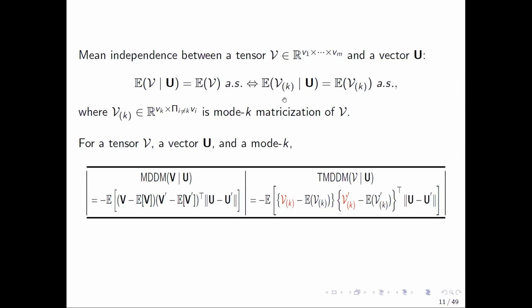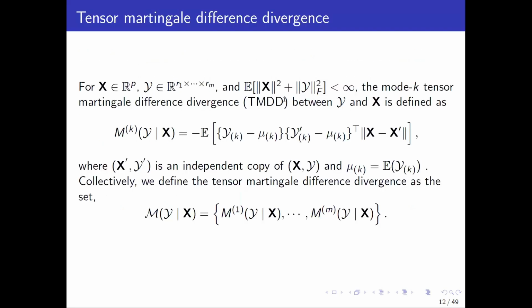Okay, so we just replace this vector V with the mode K matricization of the tensor V and define this tensor martingale difference divergence. Shortly, I will call it TMDD. So formally, mode K TMDD is defined as here. If I have a finite second moment listed over here, then this mode K TMDD is defined as here, where Y prime, X prime is an independent copy of Y and X.